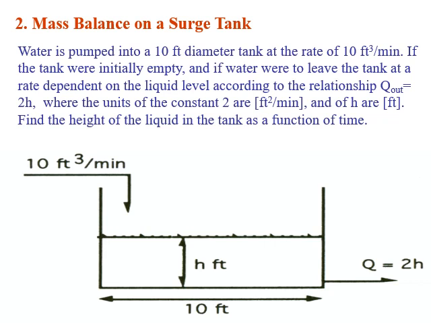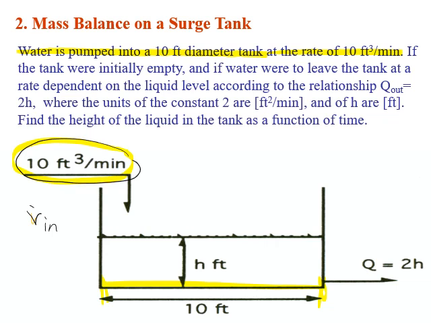I'm going to read it and explain it on this figure. So water is pumped into a 10-foot diameter tank at a rate of 10 feet cube per minute. So the diameter of this tank, as is shown here, is 10 feet. And the rate at which the water is added is 10 feet cube per minute. So this is V dot in, which is 10 feet cube per minute.